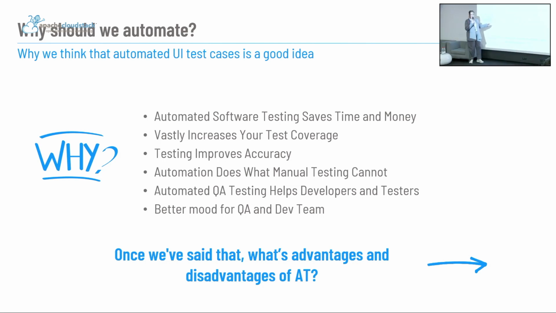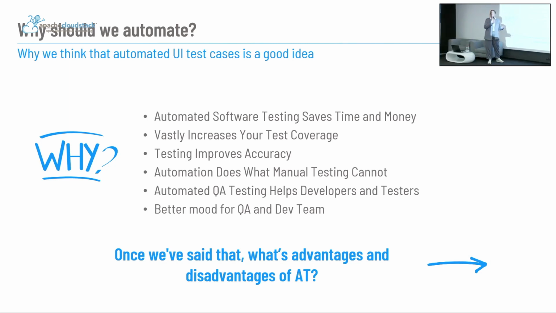So here is the why. Automated software testing saves time and money. In fact, I put this in first place, but for me, it's on the bottom, okay? Vastly increase your test coverage. Testing improves accuracy. Automation does what manual testing cannot. Automated QA testing helps developers and testers. A better mood for QA and dev team. As we all know, sometimes developers don't like testing, so we can automate to smooth daily life.